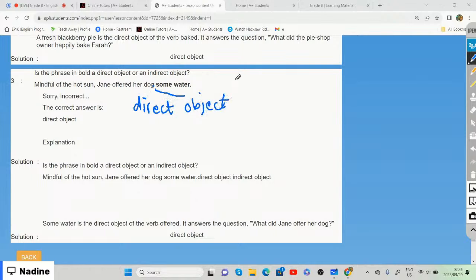This is a direct object. It basically answers that question. What did Jane offer her dog?